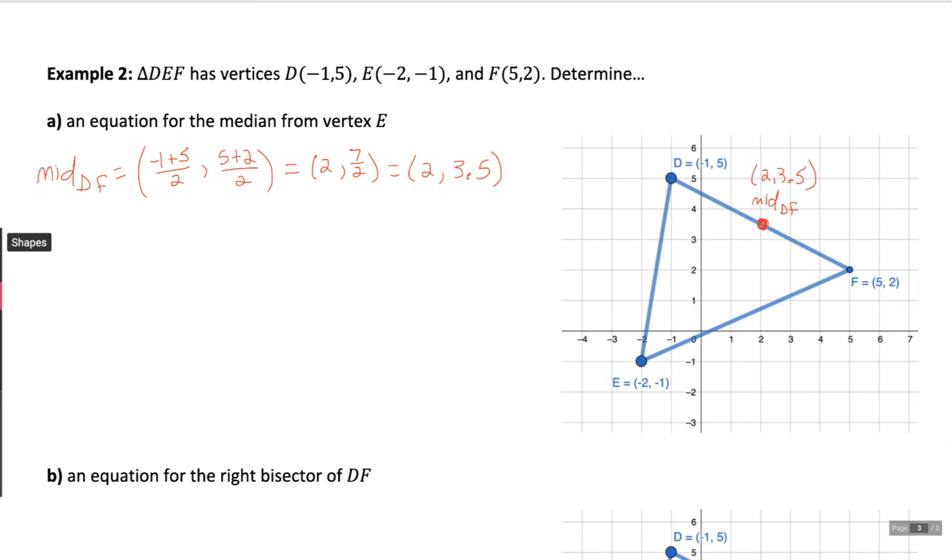So I can now draw the median. It's the line that's going to go from E to the midpoint of the opposite side. To write the equation of that line in the form y equals mx plus b, I need to know the slope of the line and the y-intercept of the line.